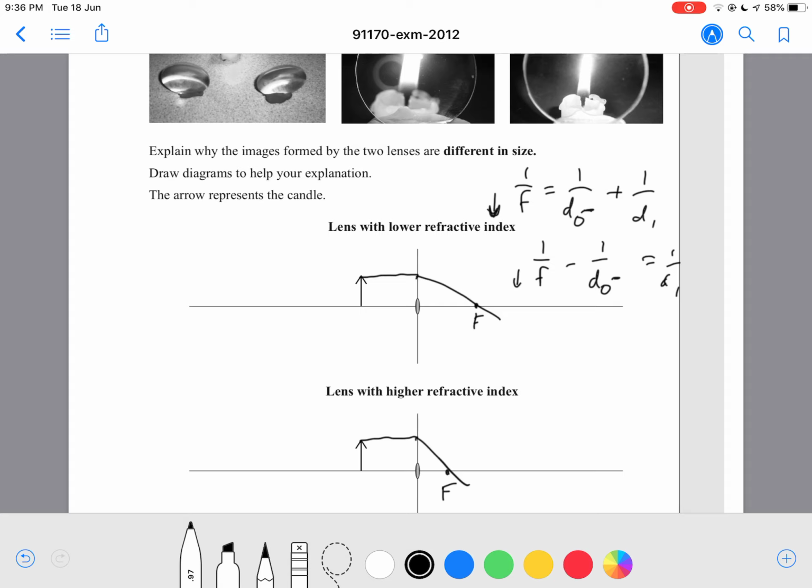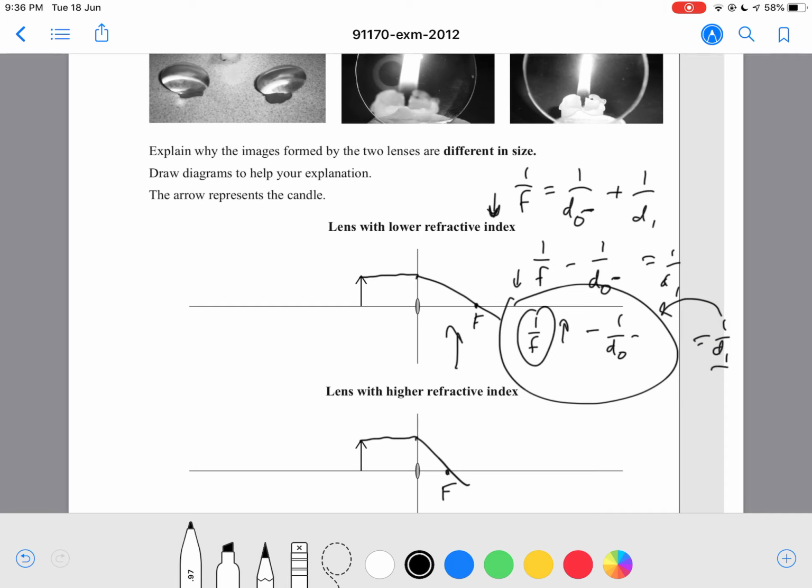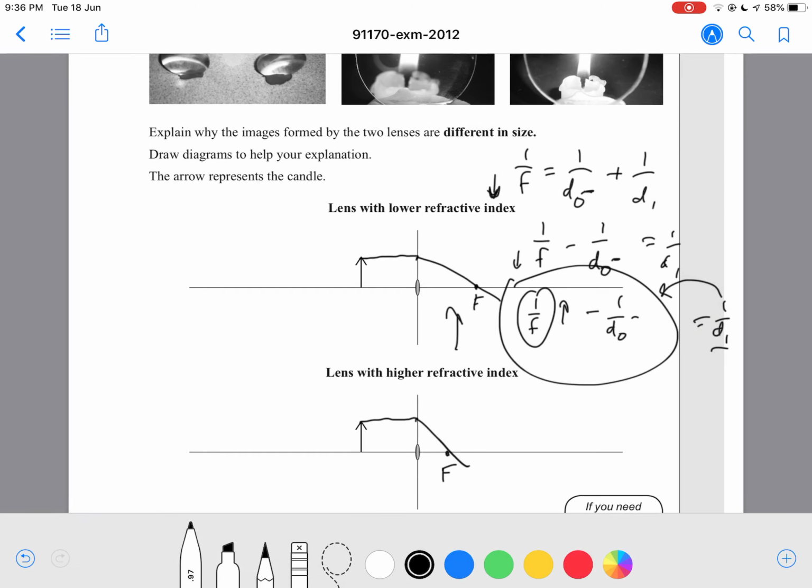So think of it this way. We have our 1 over f. If we decrease the f, what's 1 divided by a lower number? It's greater. So 1 over f will be greater, and minus 1 over do, which is constant, so this entire result will be higher. Because this entire result is equal to 1 over di, 1 divided by a higher number will give us a lower distance of image. So this will actually be lower, and this will be the same.